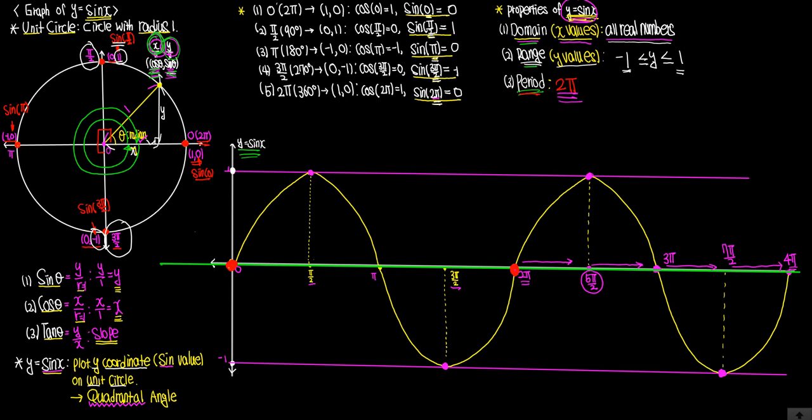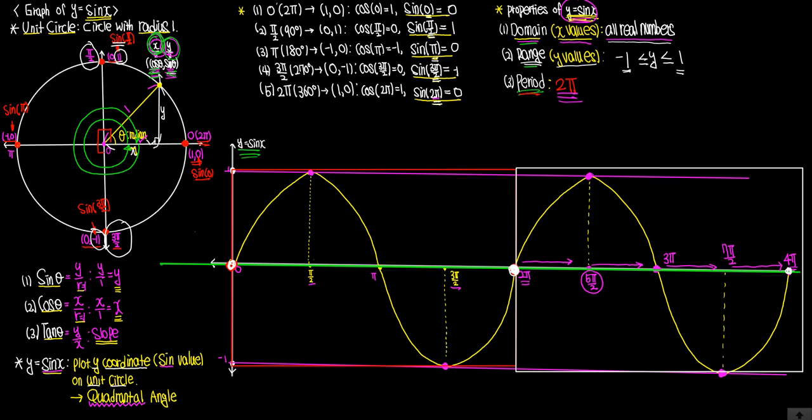That means if we make a square form between these two terms, from this one all the way to this length, inside this box is one period from 0 to 2 pi, and from 2 pi to 4 pi radian is another period, which also has a period of 2 pi radian. These are the periodic functions of the y is equal to sine x graph.